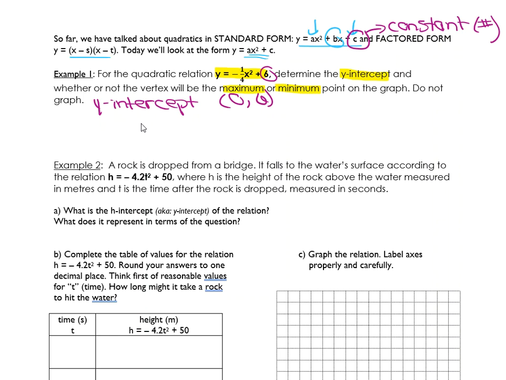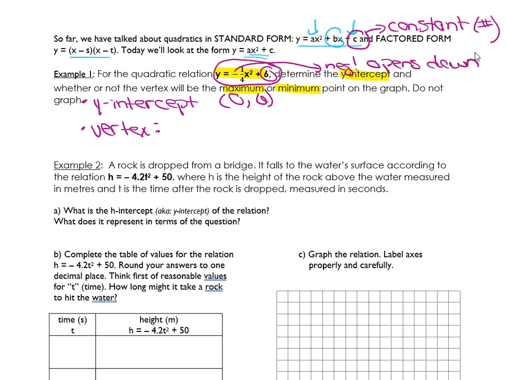Now, is the vertex a maximum or minimum? So the vertex, okay, does it open up or down? This graph right here, does it open up or down? Well, there's a negative in front. Negative there. The negative means it opens down.